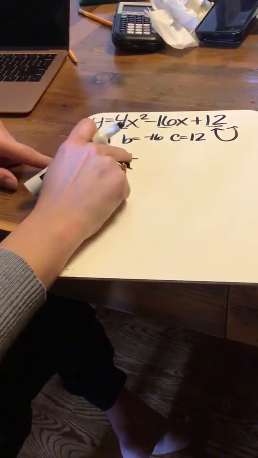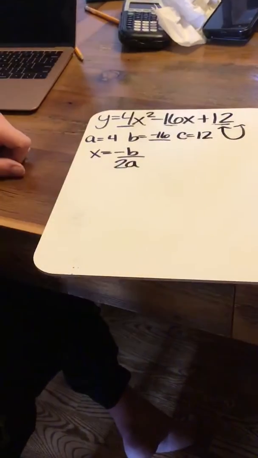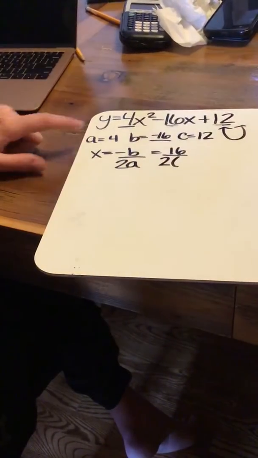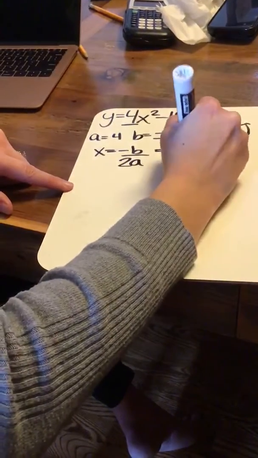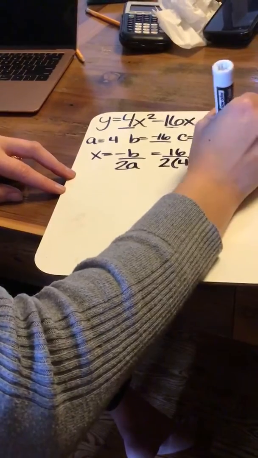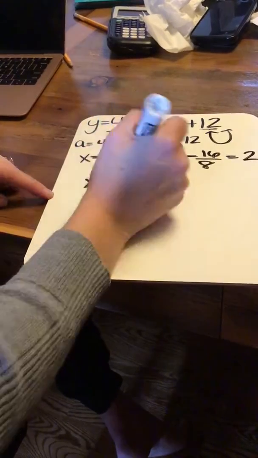So negative b just means whatever b is, you change the sign. So our b is negative 16. So I'm going to change the sign to positive 16 over 2 times a, which is 4. Okay? So that makes 16 over 8, which makes 2. So my equation for the line of symmetry is x equals 2.